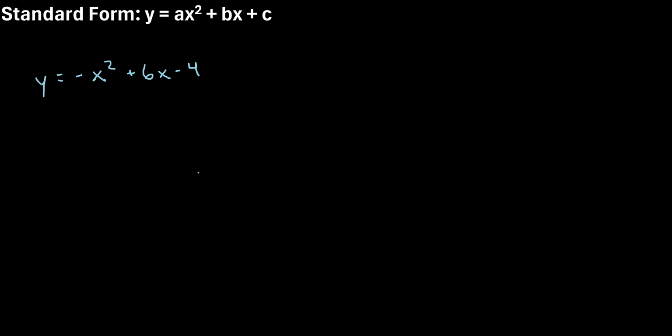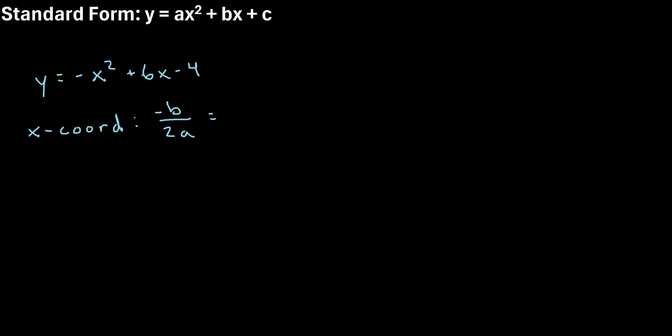All right, let's try one more example. Let's say we have y is equal to negative x squared plus 6x minus 4. How can we graph this parabola? Well, once again, we want to start by finding the vertex. And we can start by finding the x-coordinate of the vertex. And recall the formula that we used to find the x-coordinate, negative b over 2a.